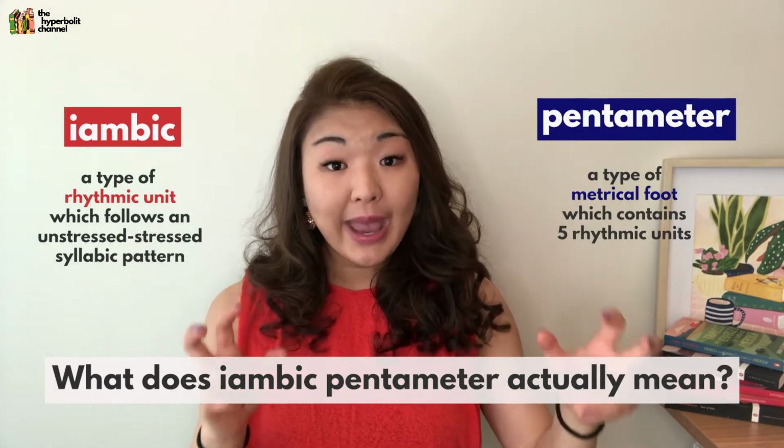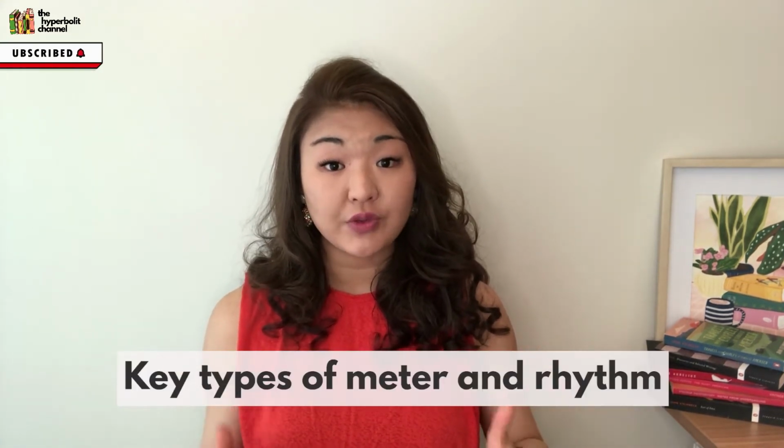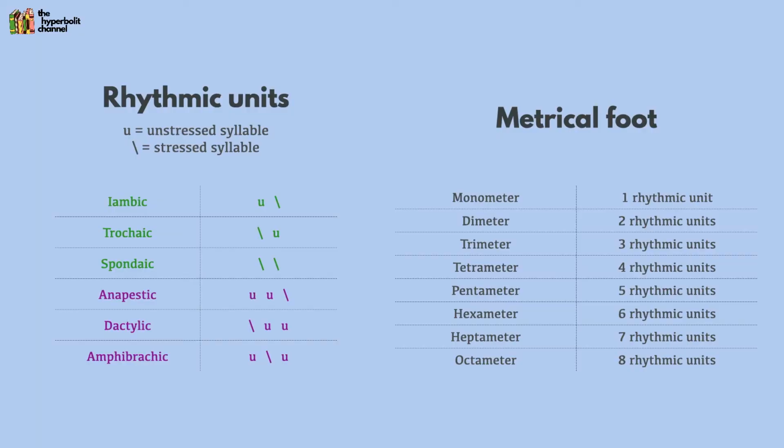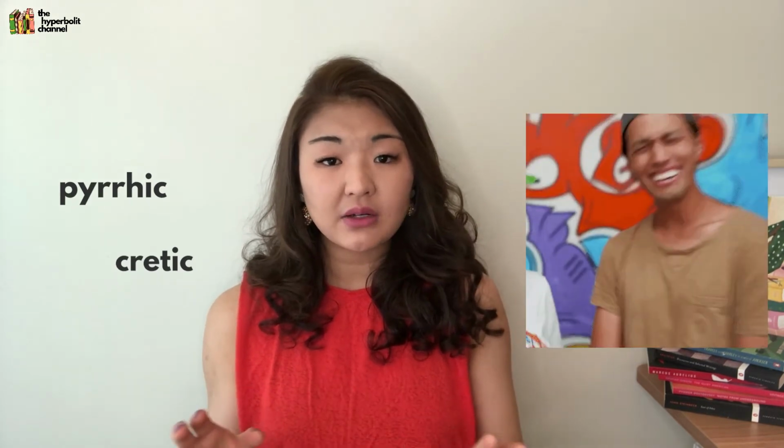To understand what iambic and pentameter mean, let's take a look at the different types of meter and rhythm in the following table. So English prosody rarely goes beyond 8 feet per line, which is why our list ends with octameter. And there are other more obscure types of rhythmic units like pyrrhic, cretic, etc. But these are super technical terms that 99% of the population doesn't use, so don't worry too much about knowing them unless you're a scansion geek and find it super interesting.